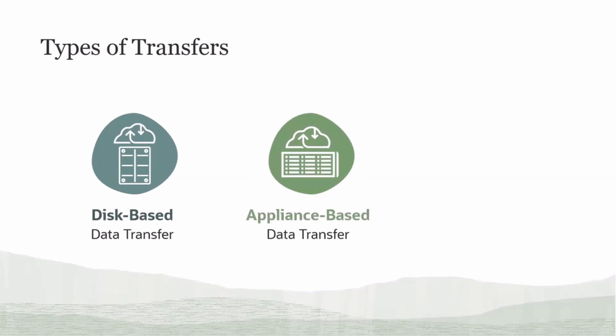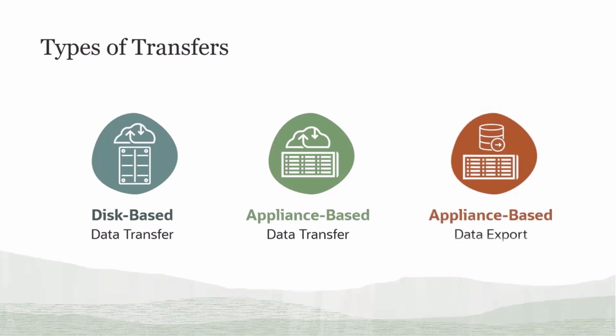The second is appliance-based data transfer. In this case, the storage appliances are provided by Oracle. You don't need to purchase any hardware. And the third is appliance-based data export. So here, you can transfer the data that is there in your OCI object storage bucket to your data center. Even in this case, Oracle is going to provide the appliance. Now, one recommendation from OCI is to consider using disk-based data import if the quantity of data that you are importing is 34 terabytes or less.